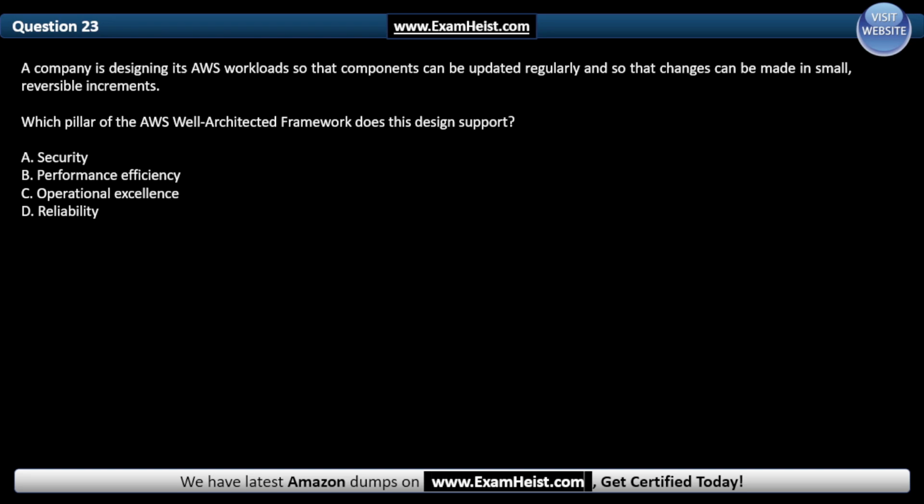Question 23. A company is designing its AWS workloads so that components can be updated regularly and so that changes can be made in small, reversible increments. Which pillar of the AWS Well-Architected Framework does this design support? And the correct answer is C. Operational excellence.